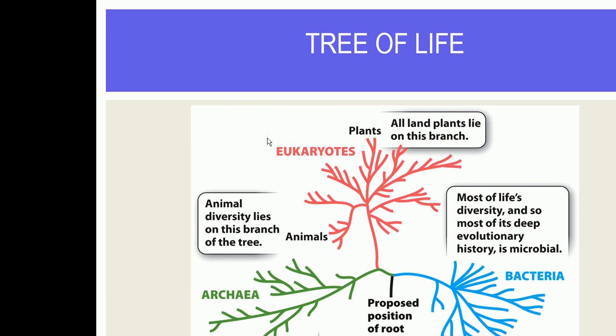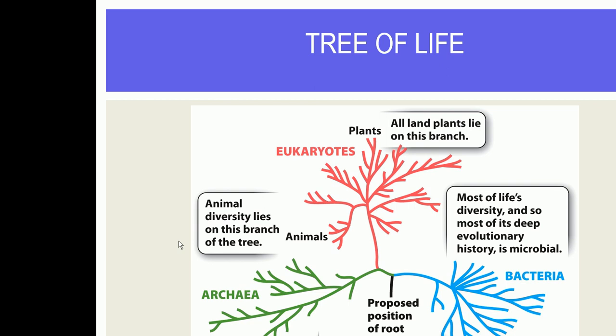So what does prokaryotic and eukaryotic mean? Prokaryotic organisms are those organisms which do not have a true nucleus in them, but that does not mean they do not have genetic material. They do have genetic material, but that genetic material is not enclosed in a membrane. It is not present in a nucleus. It is there inside the cell, and that region is called a nucleoid region.